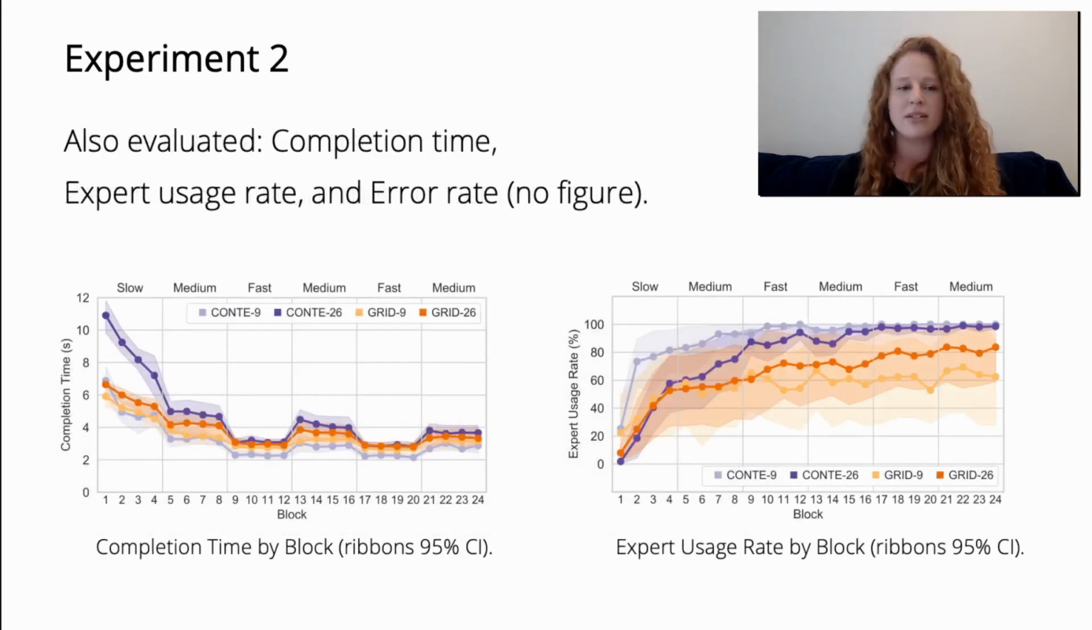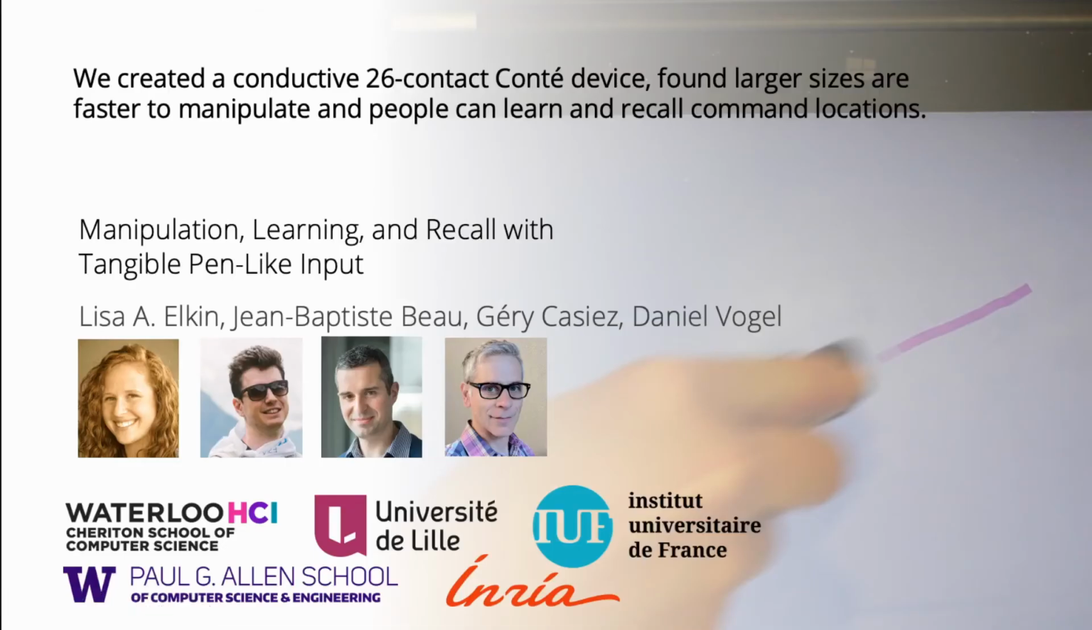In the paper, we also discussed completion time, expert usage rate, and error rate during the training blocks. In summary, we created a conductive 26-contact Conte device, found larger sizes are faster to manipulate, and people can learn and recall command locations. Thank you so much for watching, and we hope you read our paper.